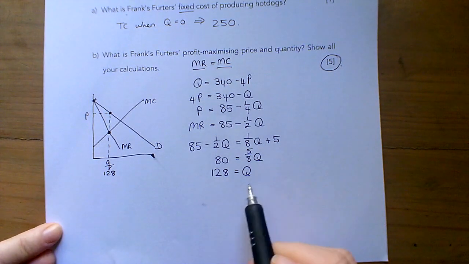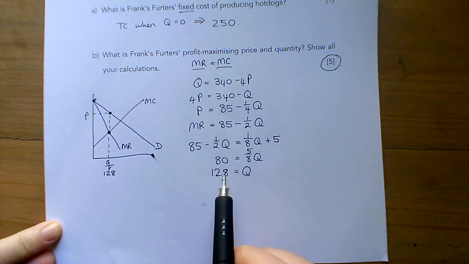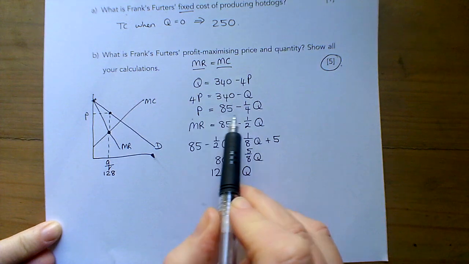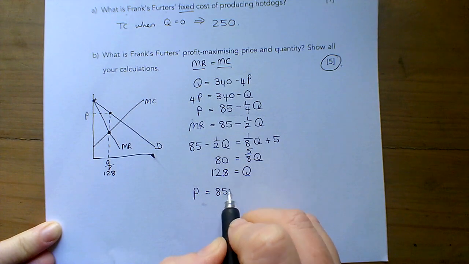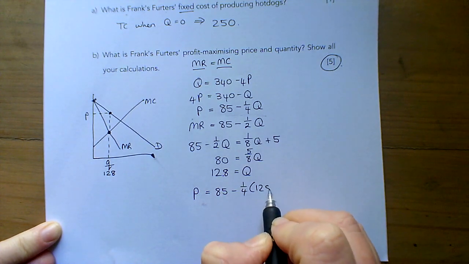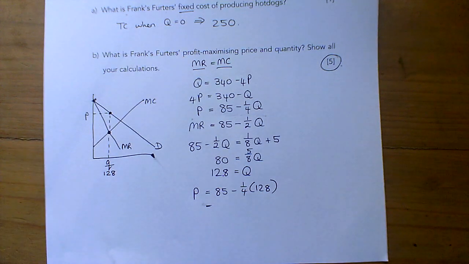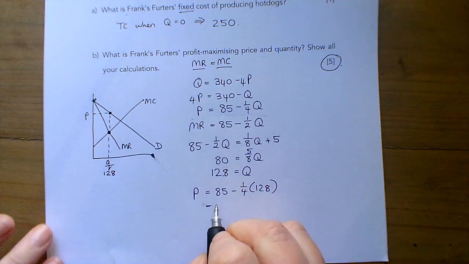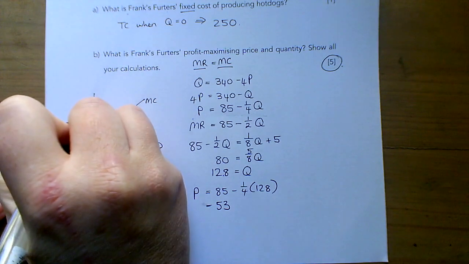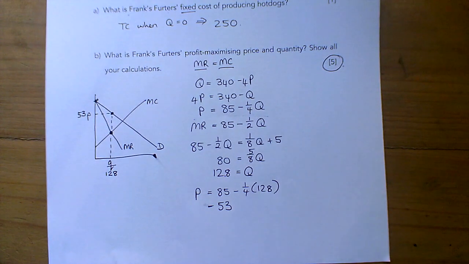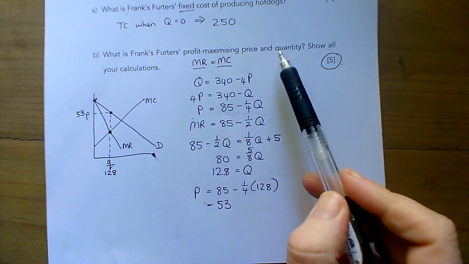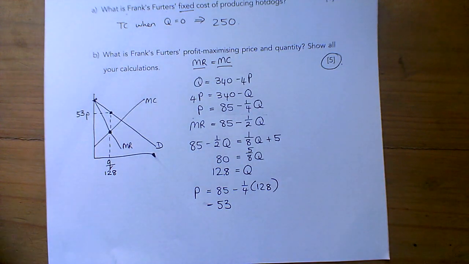In order to find the price charged for this quantity, I then sub in 128 into my demand curve over here. So price is going to be 85 minus a quarter times 128. A quarter of 128 is 32, and so 85 minus 32 gives me 53. So this price is 53. Great. So those are all the calculations to find the profit maximizing price and quantity of this firm.